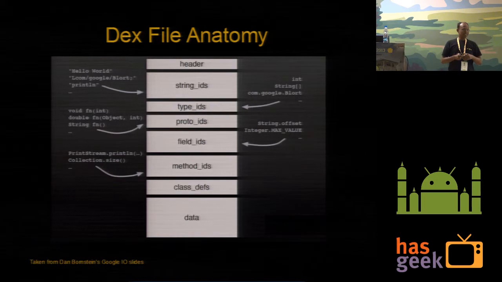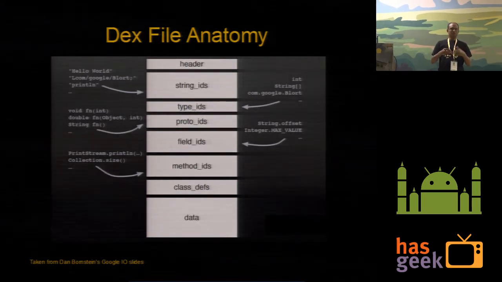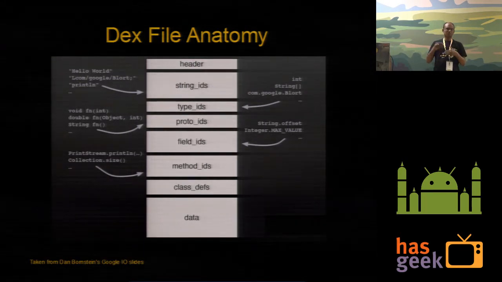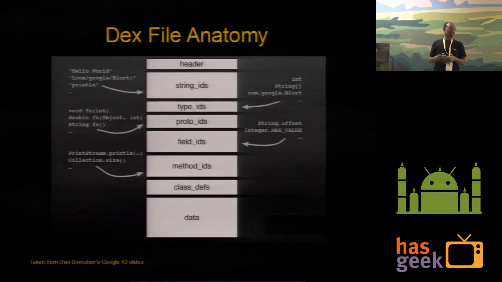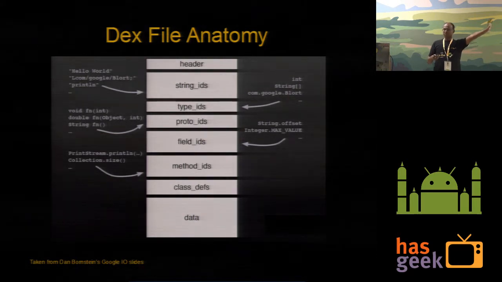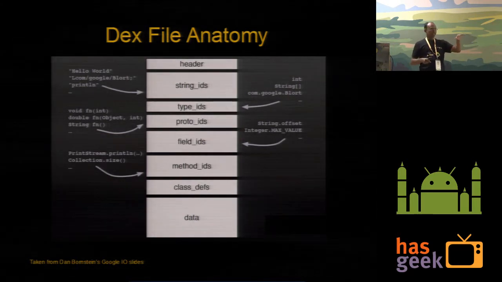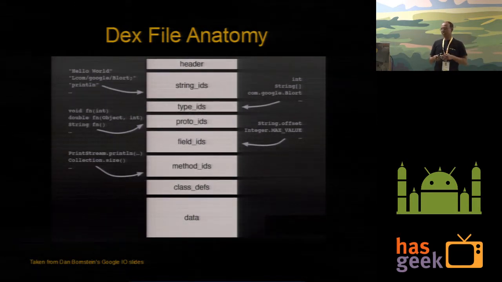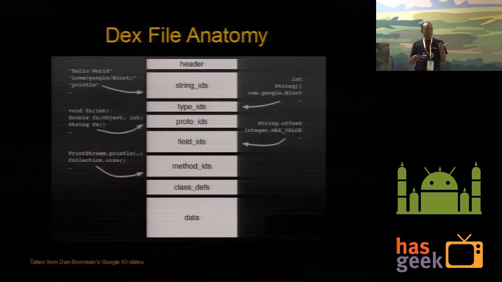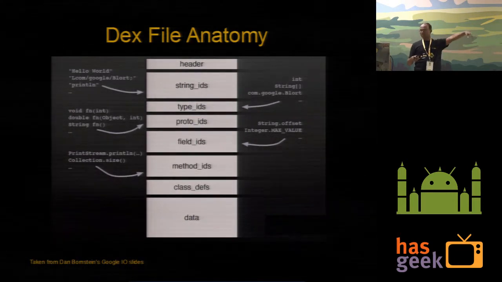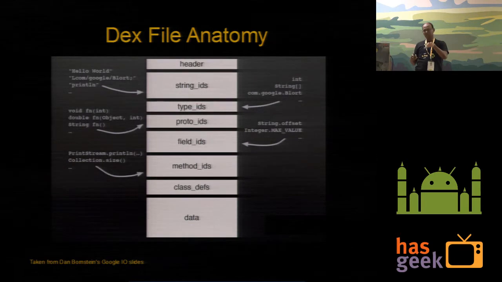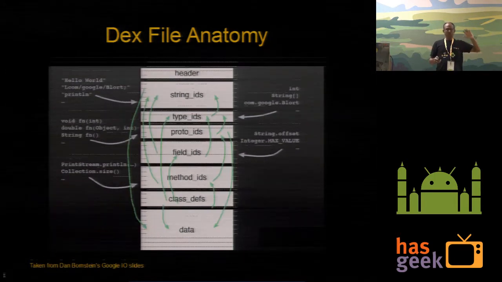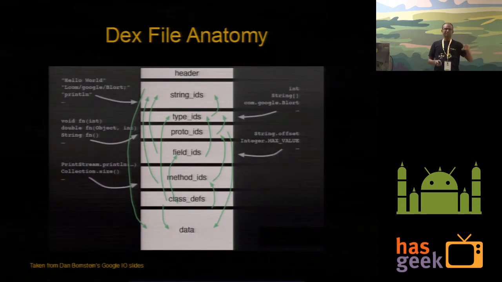Then that is followed by type IDs. Type IDs cover not only the type declarations in your classes, but all the type references that you make in your classes; information about all those types is there. Then prototypes, which are the prototypes of all the methods that you use, the method signatures. The field IDs and method IDs have a reference to the proto IDs, apart from telling the type and the method name, and then come the class definitions and the data. Though all these are there, this is probably the correct figure in a way.